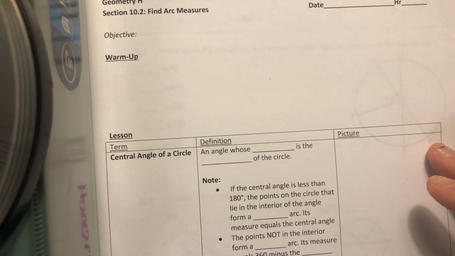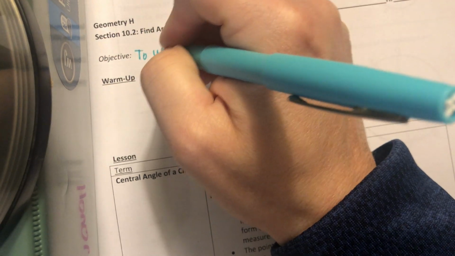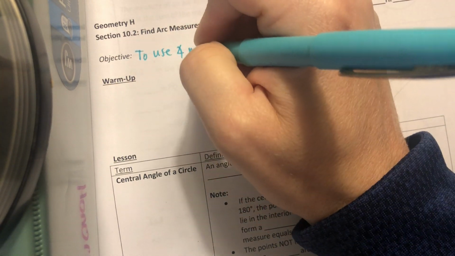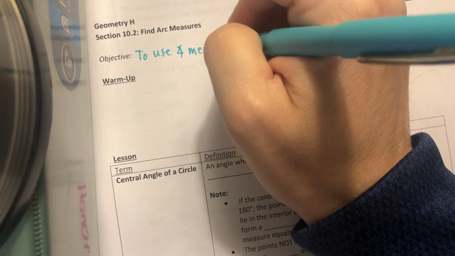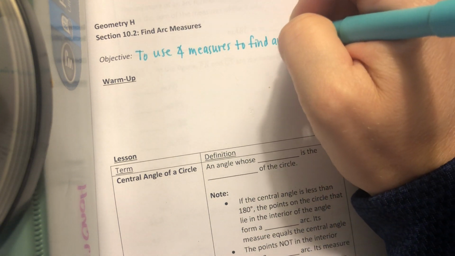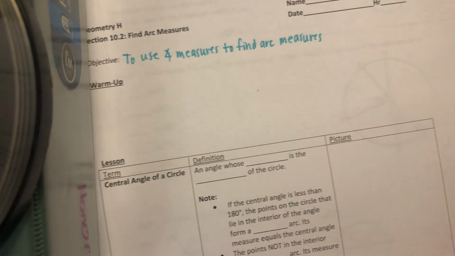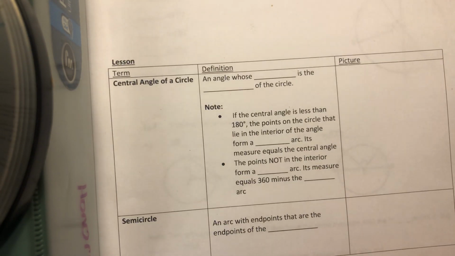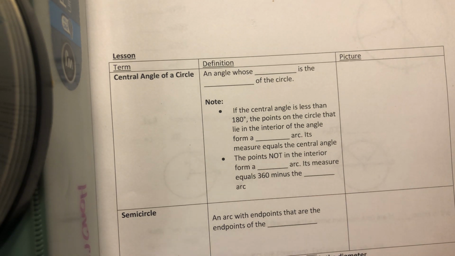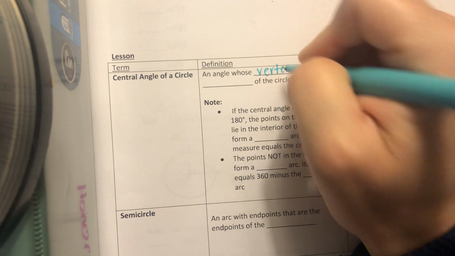Okay, so for 10.2, you're going to use angle measures to find arc measures. So this shouldn't be too terrible, okay? The central angle of a circle is an angle whose vertex is the center of the circle.